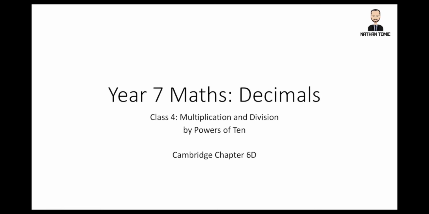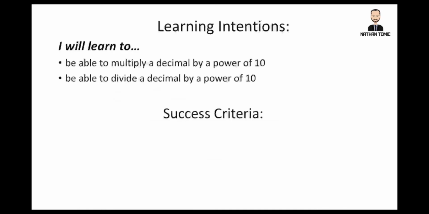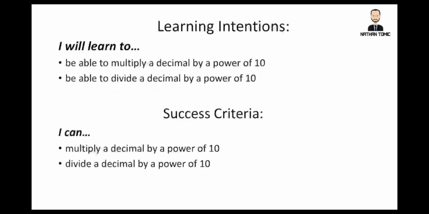In our continuation of the exploration of decimals, today we're going to look at the multiplication and division of decimals by powers of 10. Our intention is to be able to multiply a decimal by a power of 10 and to divide a decimal by a power of 10. And we'll know we can do that when we can in fact multiply a decimal by a power of 10 and, surprisingly, divide a decimal by a power of 10.